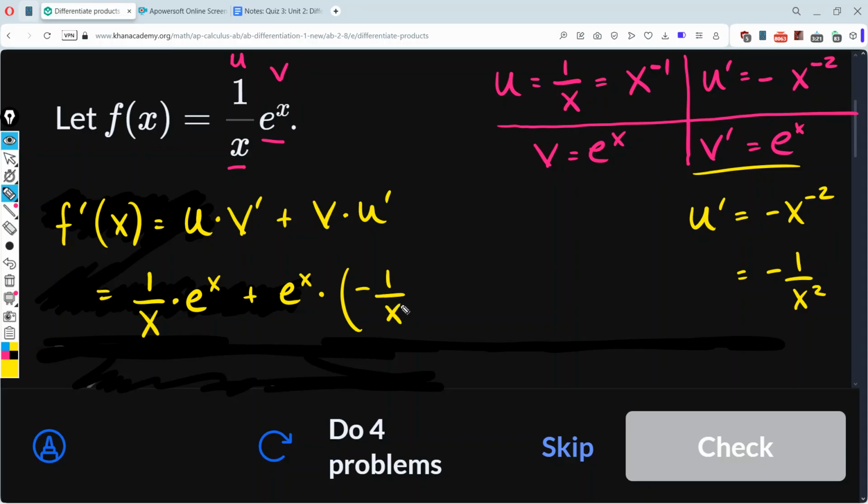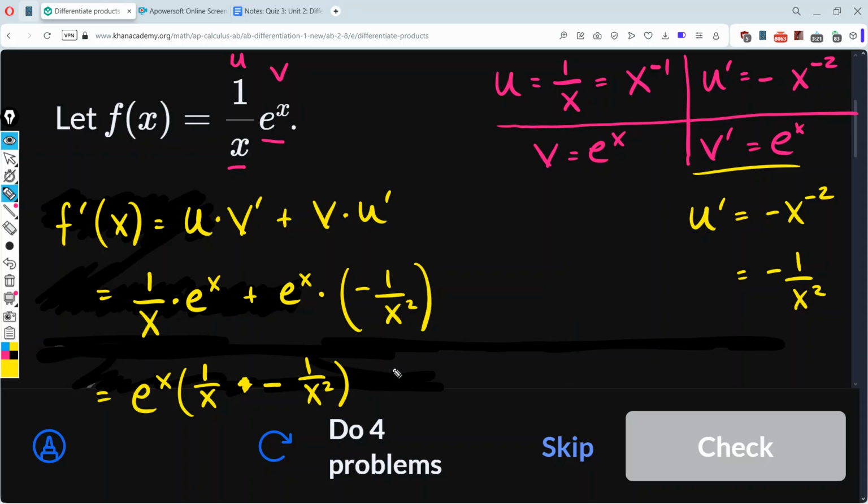All right, that's going to be negative 1 over x squared. And knowing Khan Academy, they're going to factor out e to the x. So let's do that. Factor out e to the x. e to the x times 1 over x divided by e to the x, that's just 1 over x, plus e to the x we factored out, and we're left with negative 1 over x squared. All right, forget about that plus. We'll make it negative 1 over x squared.